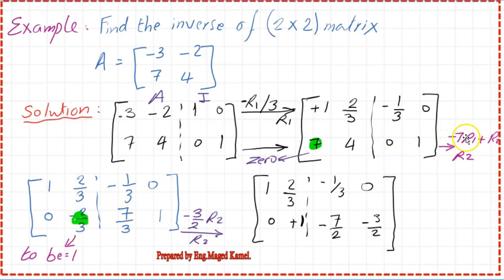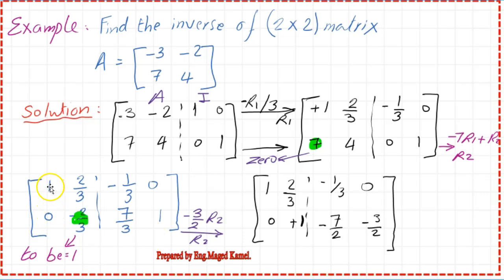The second row: minus 7 by 1 plus 7, it will become 0. Minus 7 multiplied by 2 over 3 will become minus 14 over 3, and we add to the 4, we get minus 2 over 3. 0 multiplied by minus 7 will become 0, and 1 multiplied by minus 7 R1, minus 7 multiplied by minus 1 over 3, it will become 7 over 3. We add to 0, we have 7 over 3. Minus 7 multiplied by 0 is 0. We add to 1, so we still have this one.